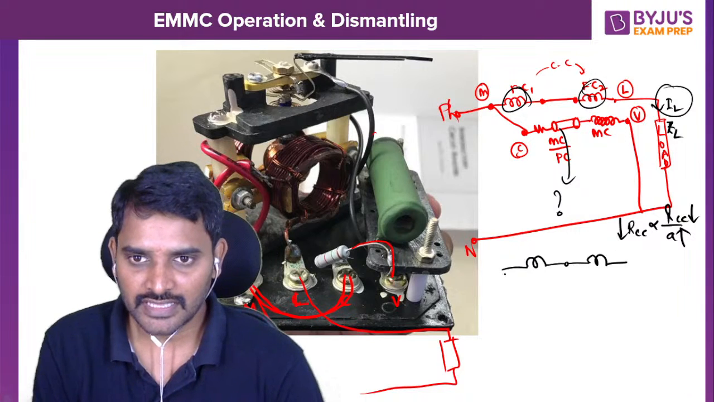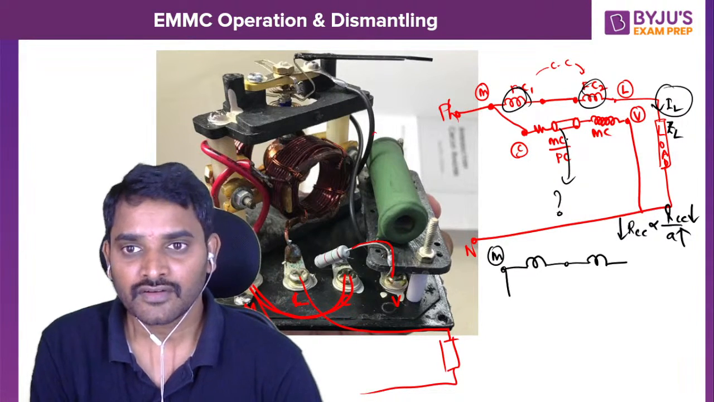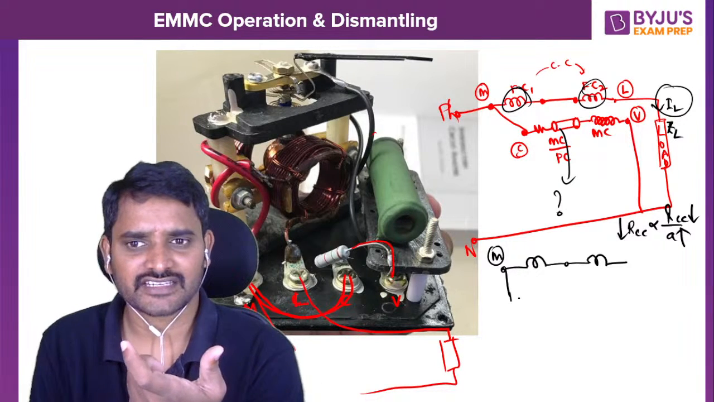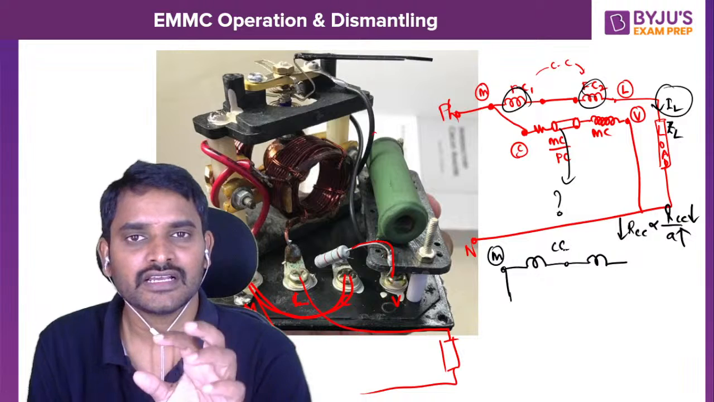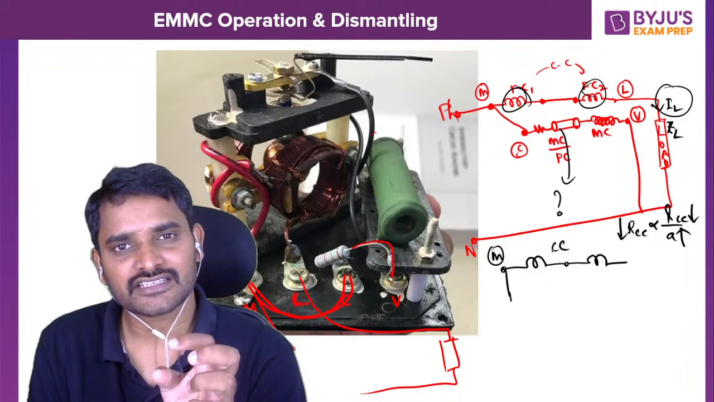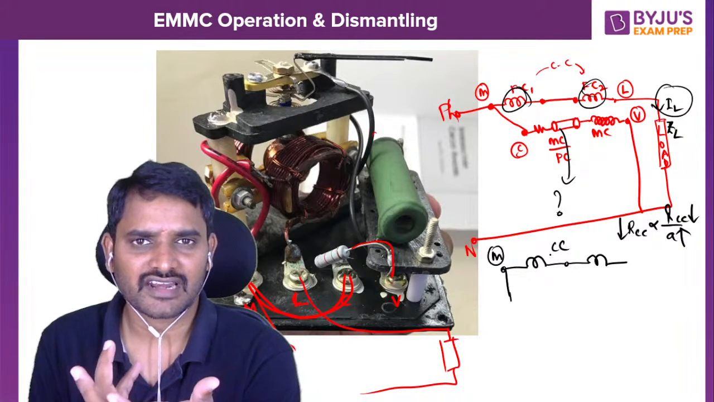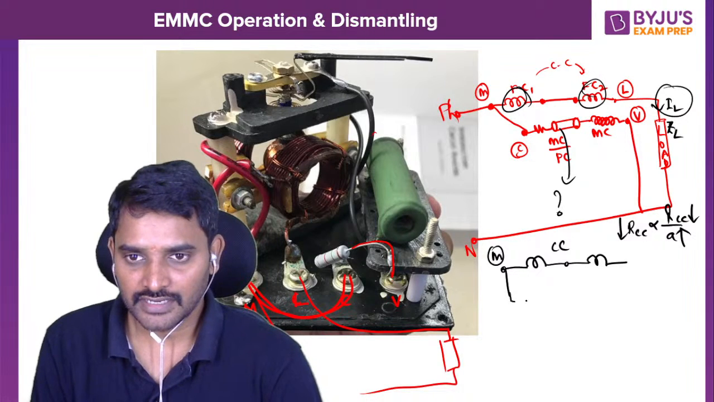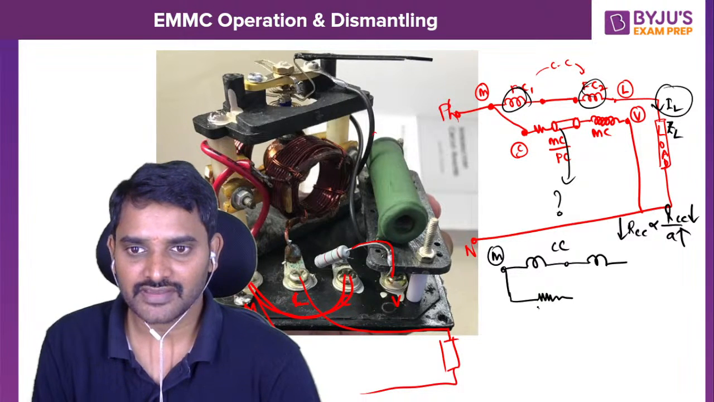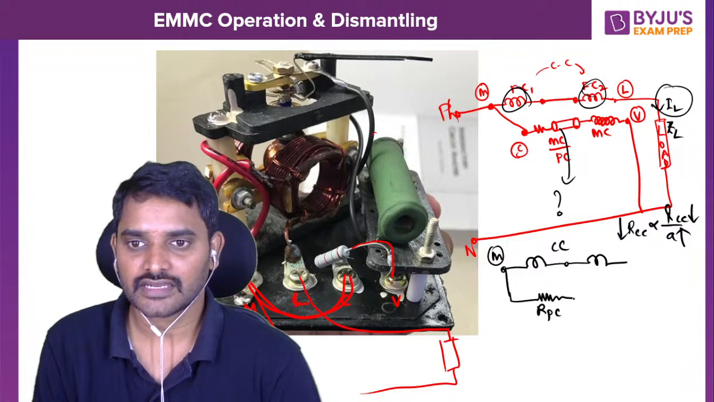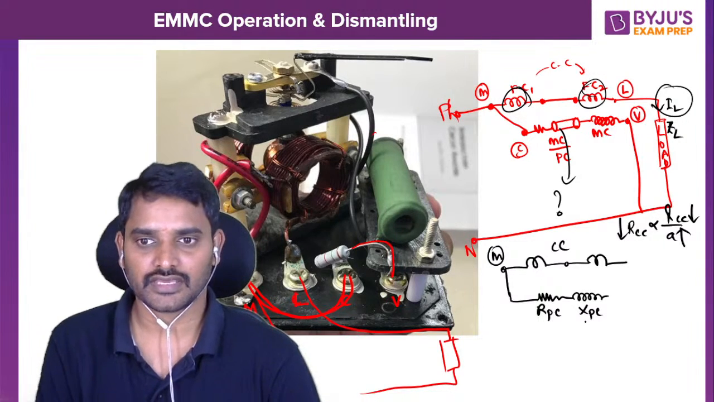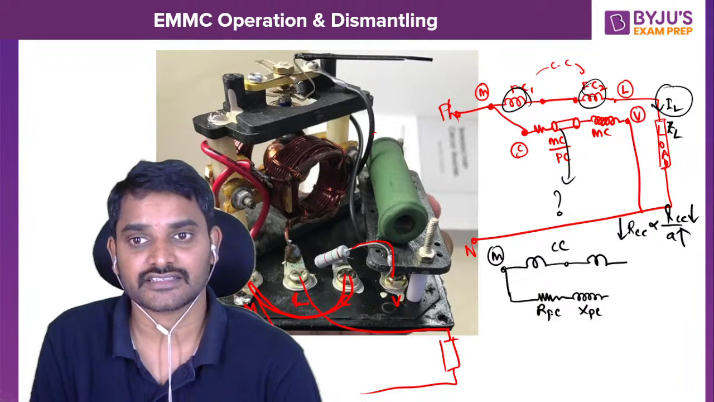Okay, and then if this is my M terminal, now this moving coil, every coil will be having some resistance and reactance nature. So when it comes to the current coil, very little reactance and very little resistance, because they do not have many turns. And when it comes to the moving coil, I'll be having the pressure coil, and I'll be having the pressure coil resistance and pressure coil reactance. Okay, this is the coil resistance and reactance.